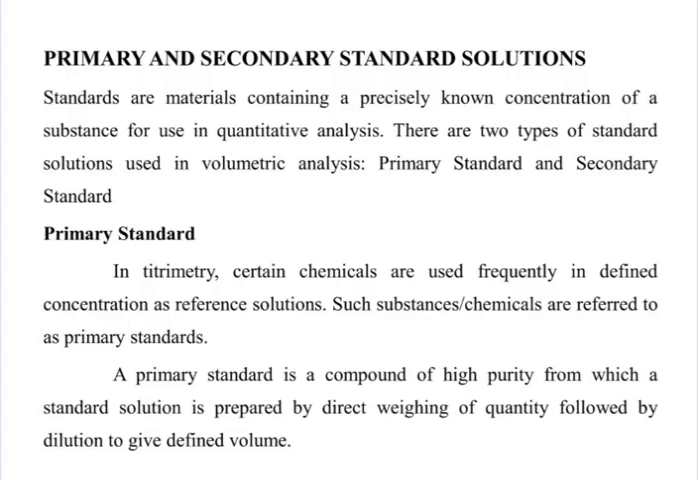Firstly, primary standard. In titrimetry, certain chemicals are used frequently in defined concentration as reference solution. Such substances or chemicals are referred to as primary standards. A primary standard is a compound of high purity from which a standard solution is prepared by direct weighing of a quantity followed by dilution to give a defined volume.